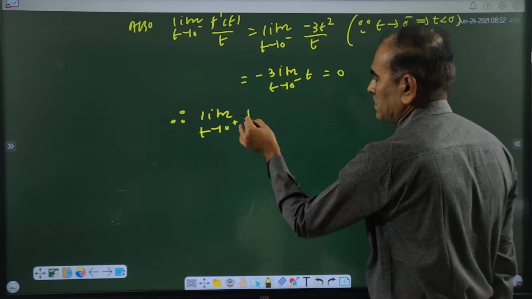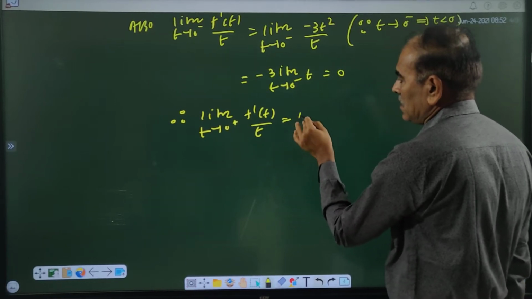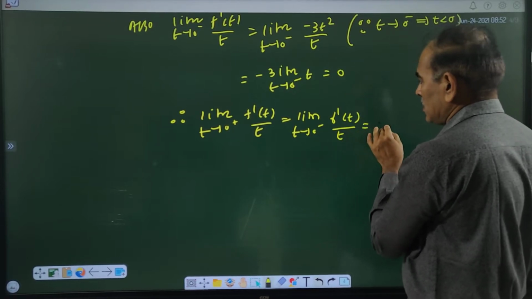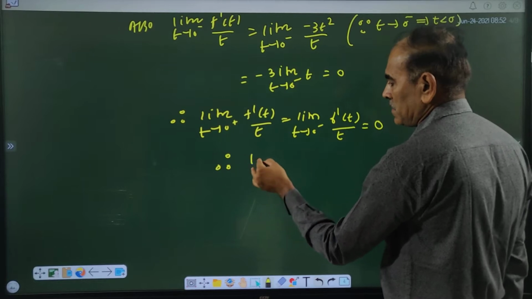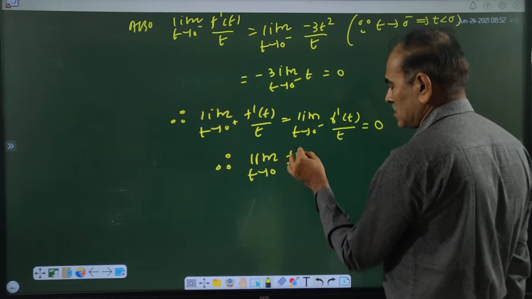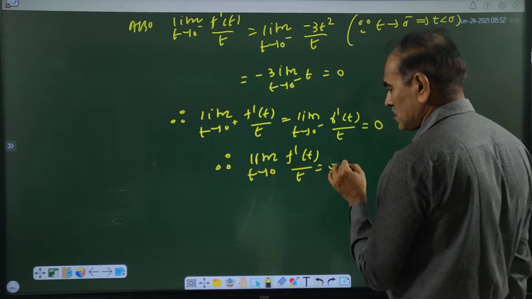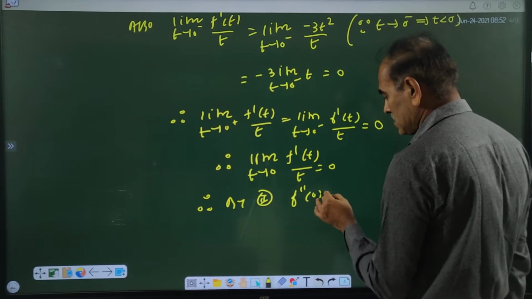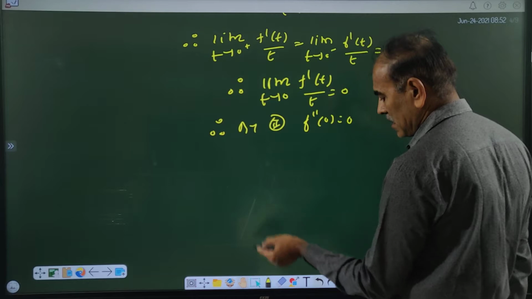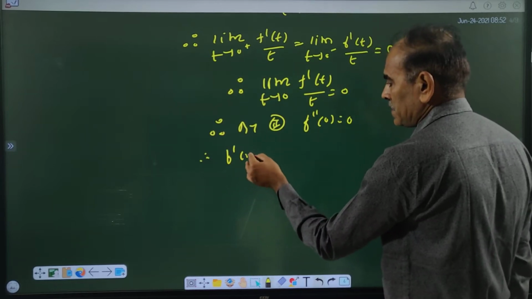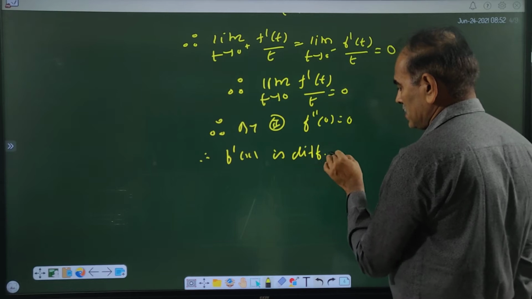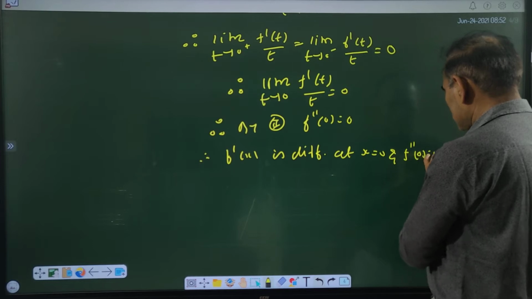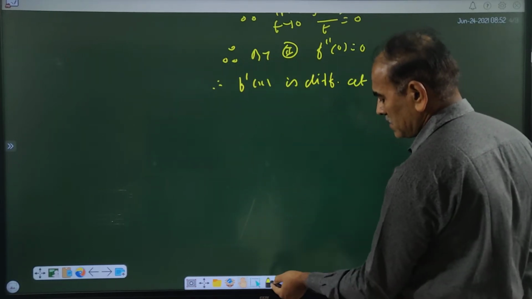So what we get? And therefore limit t tends to 0 plus f dash t over t is equal to limit t tends to 0 minus f dash t over t is equal to 0. And therefore limit t tends to 0 f dash t by t is equal to 0. And therefore f double dash 0 is equal to 0. So what we can write? And therefore f dash x is differentiable at x is equal to 0 and f double dash 0 is equal to 0.